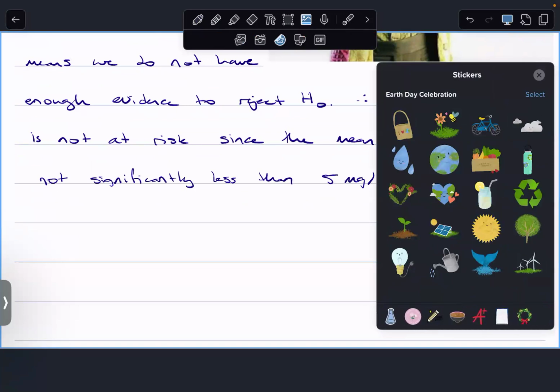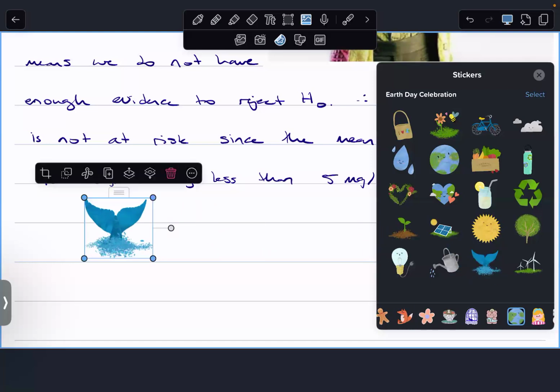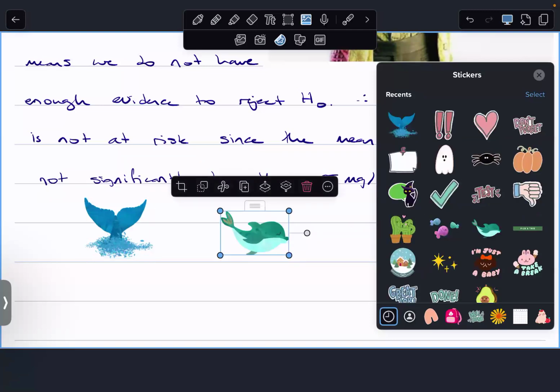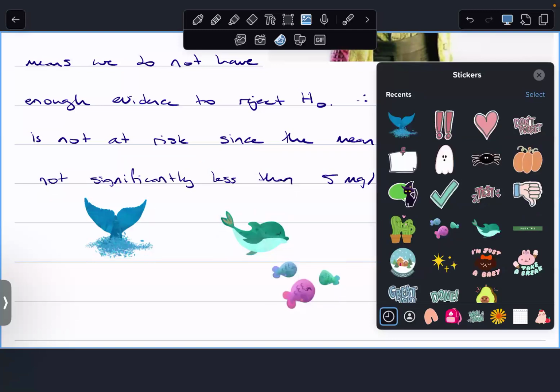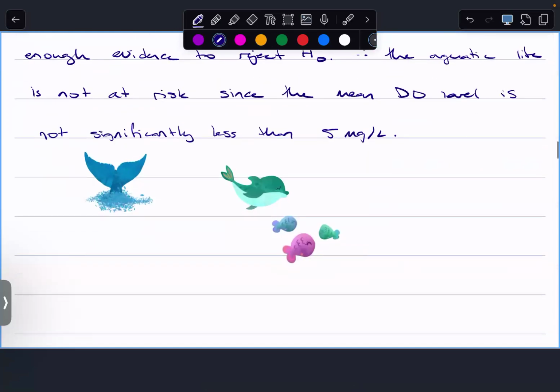I'm searching my stickers. I've got this whale, but I have fish somewhere. There. They're all happy. Ta-da! We did it.